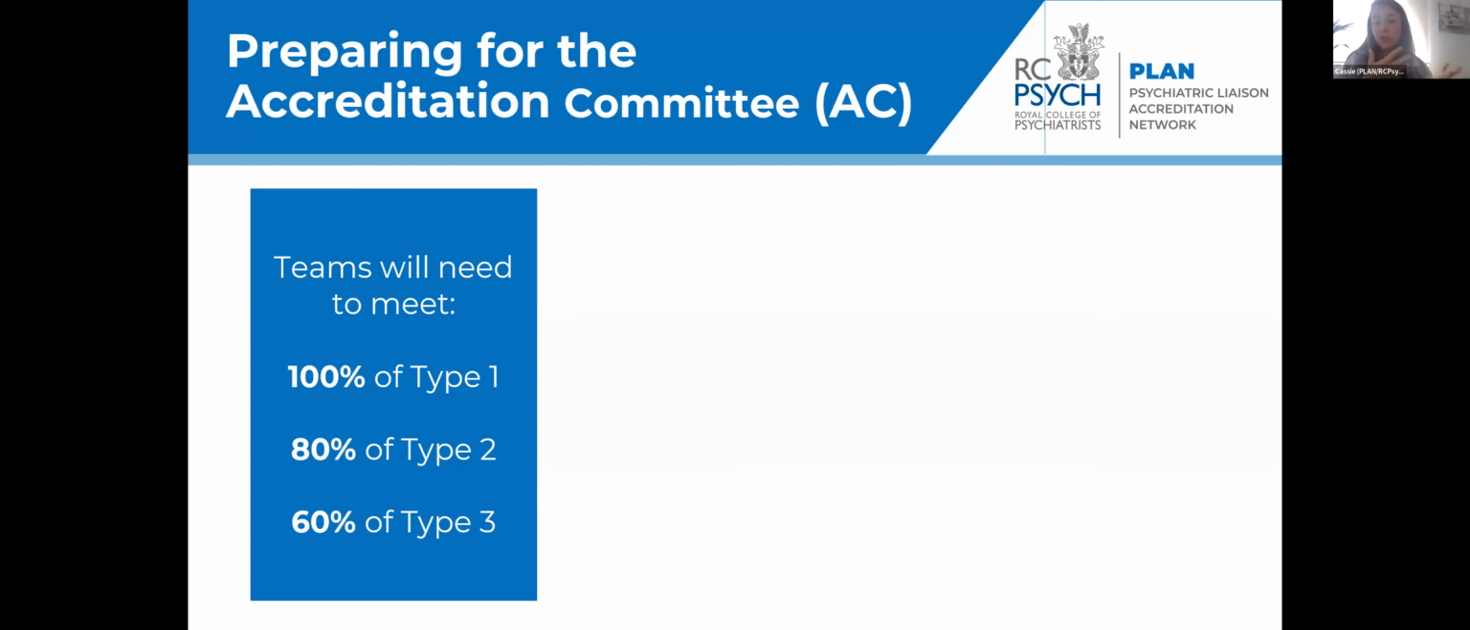The first bit is to make sure everything's accurate. If we've misunderstood something, or we've got the wrong name for things, we can amend that. And then the team will also be asked to provide any evidence for particularly those not met type 1 standards. And then the team are able to choose: if the threshold for 2s and 3s isn't met, you can choose which ones you would like to provide evidence for.